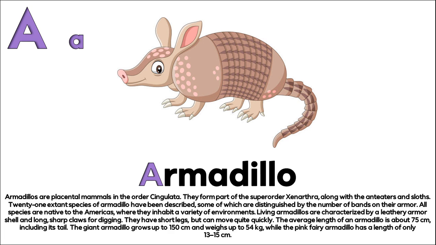Living armadillos are characterized by a leathery armor shell and long, sharp claws for digging. They have short legs, but can move quite quickly. The average length of an armadillo is about 75 centimeters, including its tail. The giant armadillo grows up to 150 centimeters and weighs up to 54 kilograms, while the pink fairy armadillo has a length of only 13 to 15 centimeters.